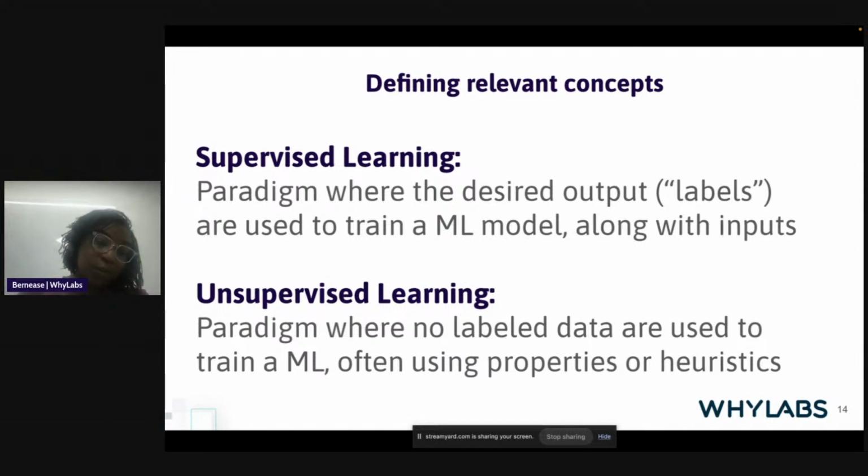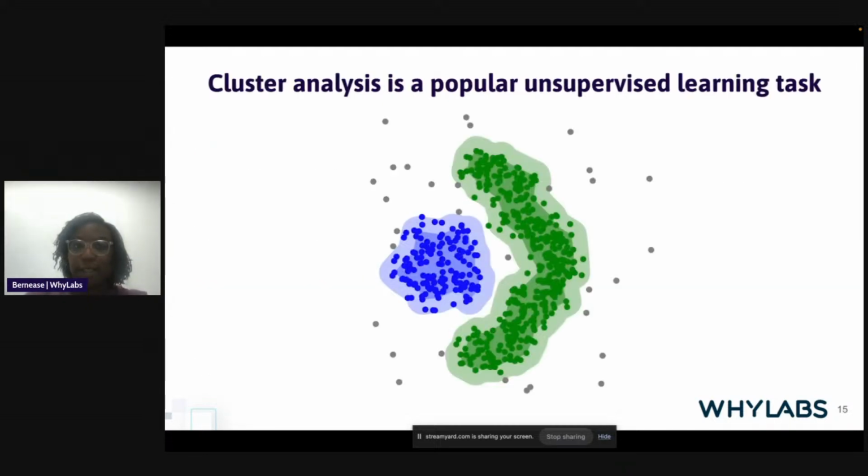And that differs from unsupervised learning, which is a paradigm where no labeled data is used to train the machine learning model. Often we use properties or heuristics. And so supervised learning is much more common. So I'm sure you guys have all encountered this.